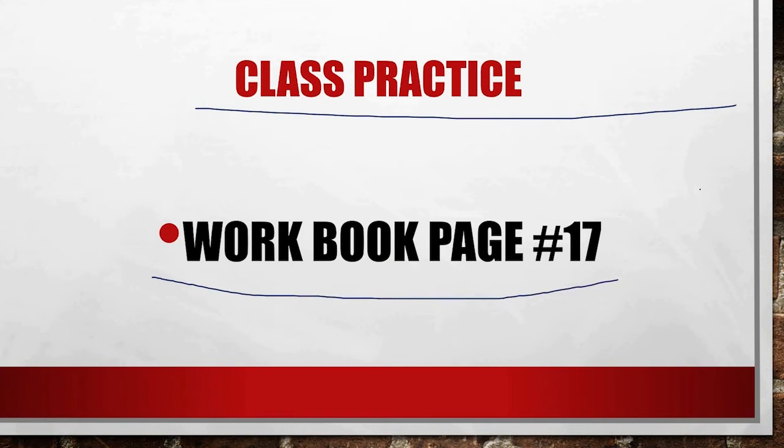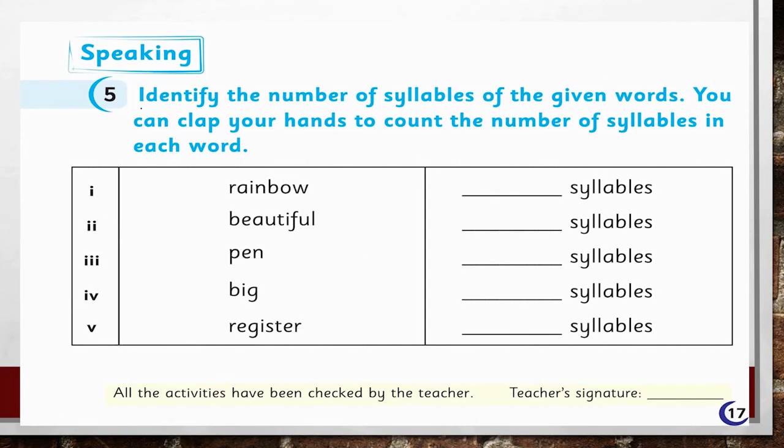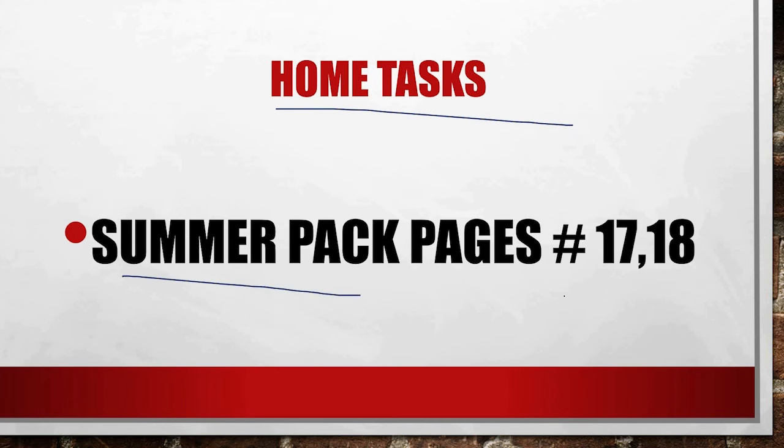Let's do some class practice on workbook page number 17. Identify the number of syllables of the given words. You can clap your hands to count the number of syllables in each word. Rainbow, beautiful, 3. Pen, 1. Pig, 1. Register, 3. For home task, you have to do the similar activity on page 17 and 18.